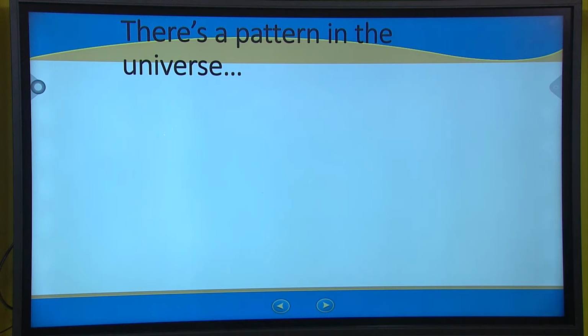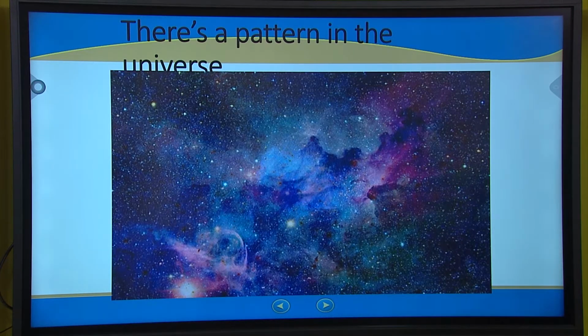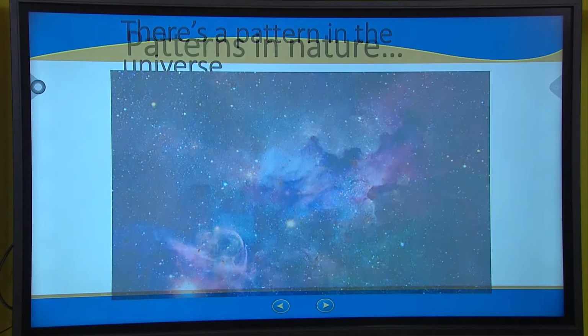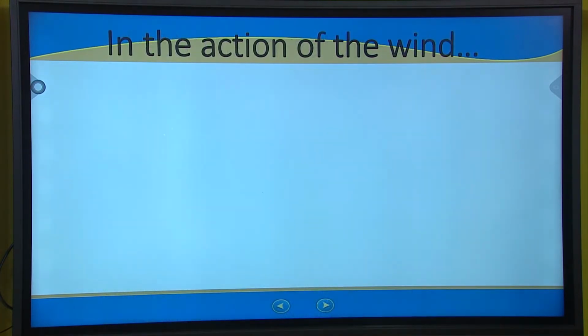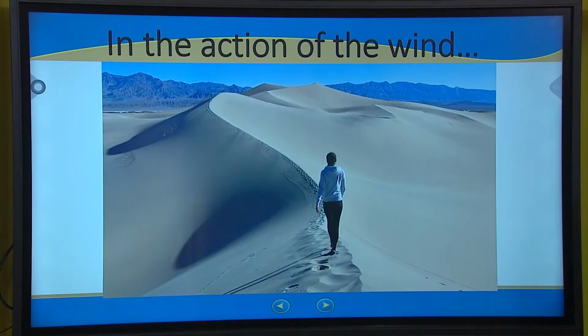We see it in the universe, in the stars. We see it in nature. In biology, you'll see plants that grow the same way, with the same symmetry, the same shape. That is patterns. If we look at the wind, something very different. Look at the shape that the wind creates on the sand. That is also a pattern.